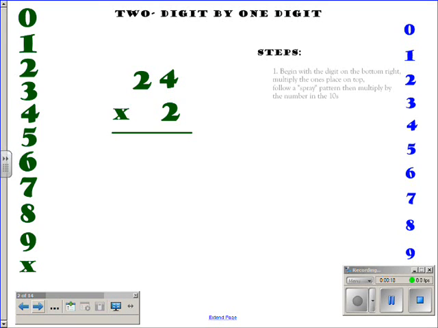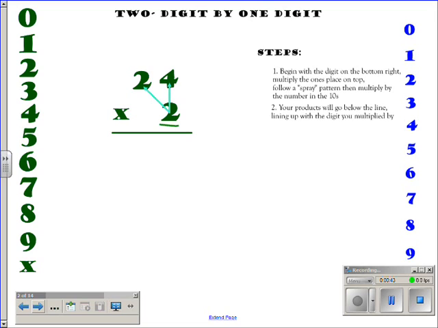The steps to go through this: you are going to start with the digit in the bottom right, which is, in this case, our 2, and you are going to multiply by the ones on top in a spray pattern. So you start with the 2 times the 4, and then 2 times the 2. You're going to multiply the ones place and then the tens place. Your products of your multiplication facts go directly below the number you were multiplying by.